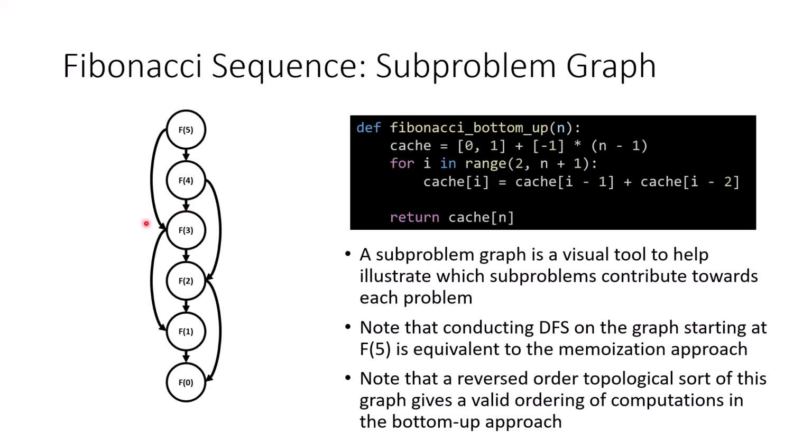You just keep on drawing, because the subproblem graph is going to have all of the subproblems that are possible, and you keep going until you reach your base cases, which don't depend on any other subproblems because they are the smallest subproblems that they can be. So a subproblem graph is a visual tool to illustrate which subproblems really contribute towards each problem.